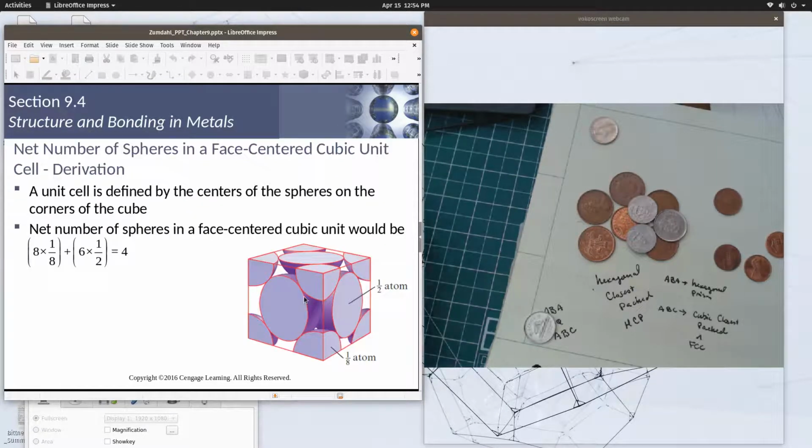And the net number of spheres is determined by how many full spheres are inside the unit cell. So for example, this is what I was talking about before. Imagine that I took this face-centered cubic cell and sliced up all the little spheres, and I would have half of an atom on each face. And so I have 6 faces, right? And I have 8 corners, each with 1/8 of an atom on each corner, and I get 4 total atoms inside the unit cell.